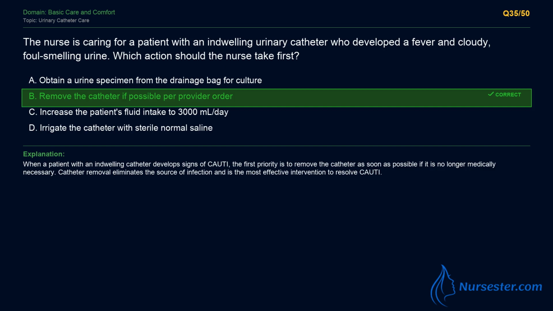The correct answer is B. When a patient with an indwelling catheter develops signs of CAUTI, the first priority is to remove the catheter as soon as possible if it is no longer medically necessary. Catheter removal eliminates the source of infection and is the most effective intervention to resolve CAUTI.